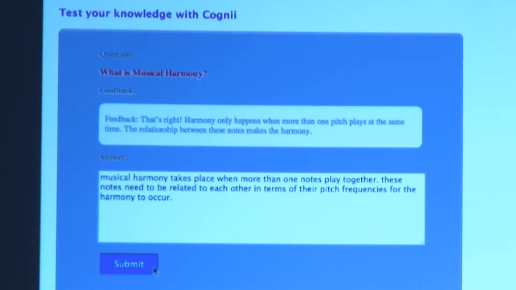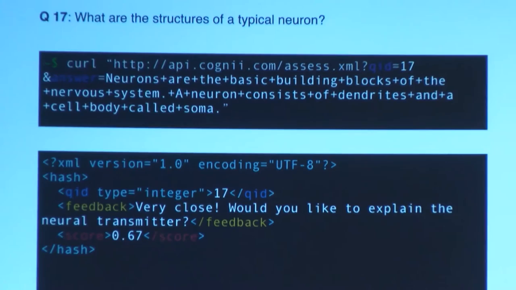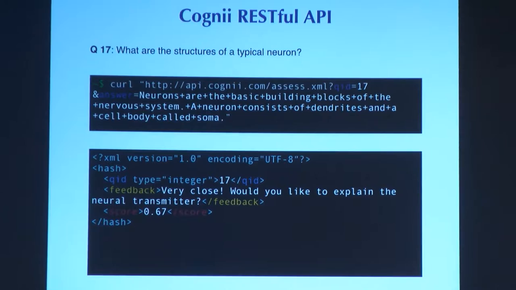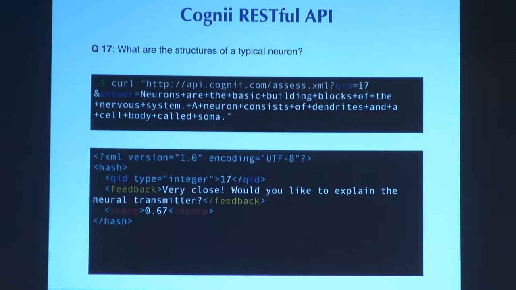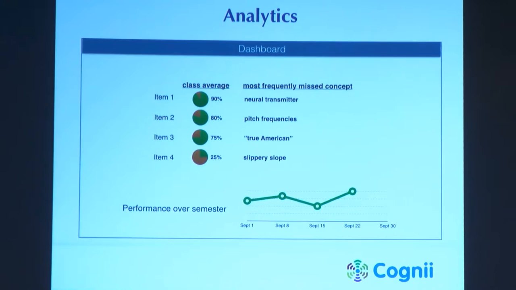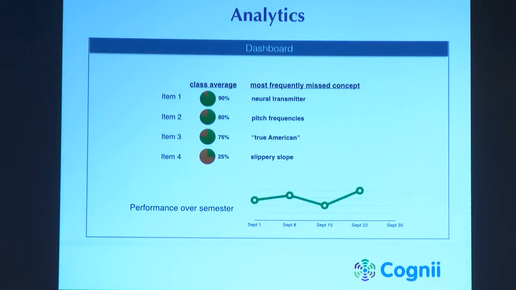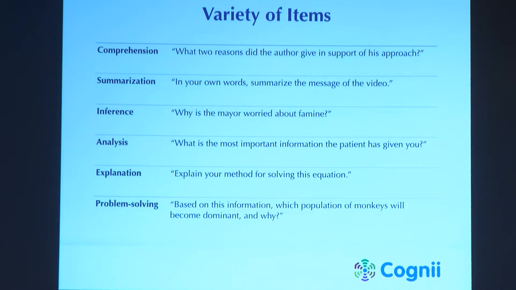The other way of integration is through an API. We provide a RESTful API that can be plugged into any LMS. It takes a question ID and a student response and generates a score and a feedback that you can display depending on whether it is a formative assessment or a summative assessment. The API can plug into any platform. And in addition to scoring, we also generate analytics that shows how an individual student is doing versus how overall the class is performing. If you are authoring a course, you can rely on Cogni to generate assessment items to measure different skills like comprehension, summarization, inference, analysis, explanation, and problem-solving skills.